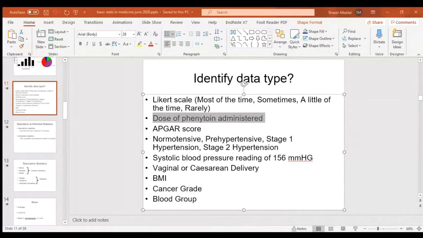Right? So either the person gets 100 milligrams of phenytoin or the person gets 1500 milligrams of phenytoin. It is something you could quantify, and the majority of people are saying yes, quantitative. So that was quantitative, right? That was a good example of a quantitative variable.